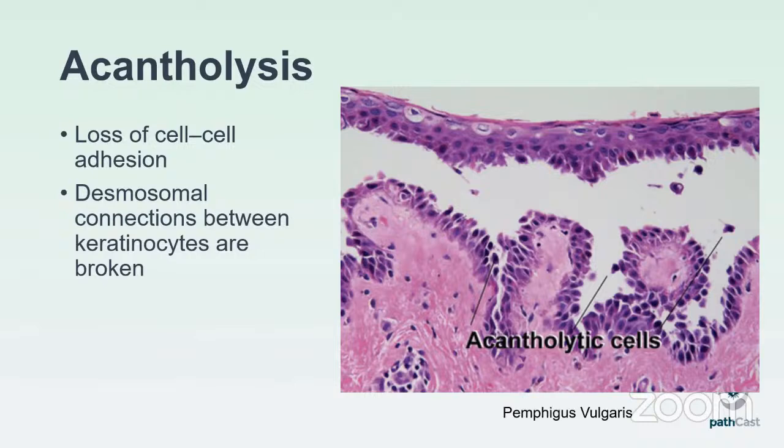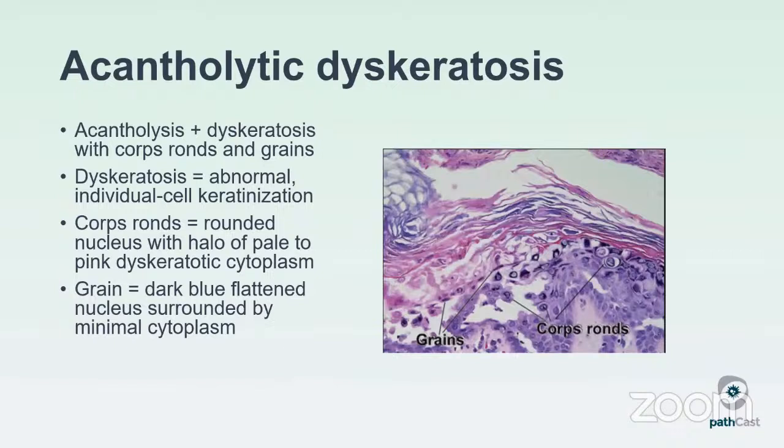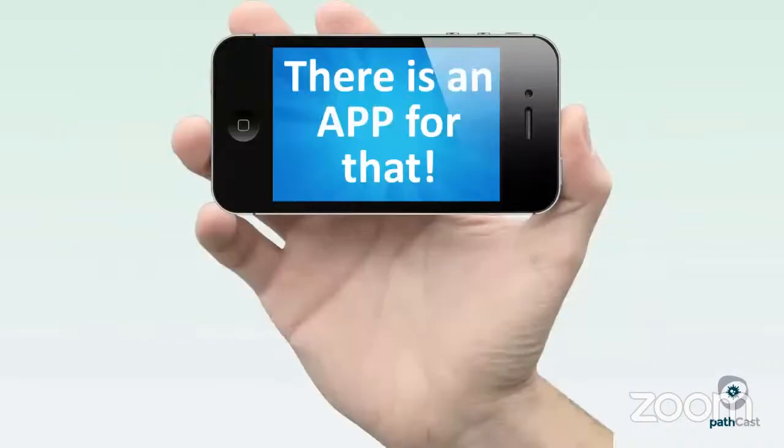The condition we see in this image is pemphigus vulgaris. The term here is acantholytic dyskeratosis. What that refers to is acantholysis, which we just discussed, plus dyskeratosis with corps ronds and grains. Dyskeratosis is abnormal individual cell keratinization. Acantholytic dyskeratosis specifically means this exact pattern where we develop corps ronds and grains along with acantholysis. The corps ronds are rounded nuclei with a halo of pale pink dyskeratotic cytoplasm. The grain, I think of as a smushed raisin. It's a dark blue flattened nucleus surrounded by minimal cytoplasm. The condition that we see here is Darier disease, but there's a differential for that.